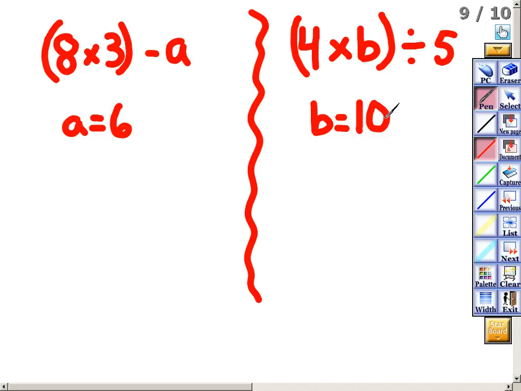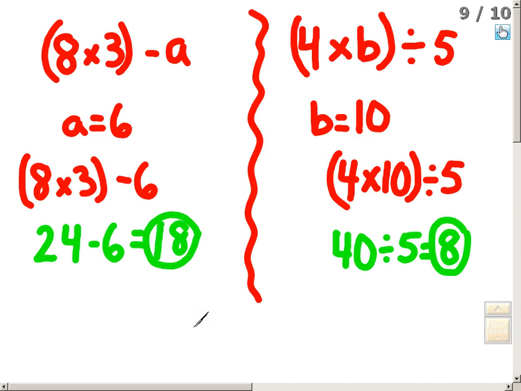Okay, so we have our answers here, and I have the steps that I used to complete these problems. So for the first one, we have 8 times 3 minus a. We know that the value of a was 6. So what we did is we multiplied 8 times 3 first because that was in the parentheses. That gave us 24. We took 6 away, giving us the grand total of 18 for the first one.